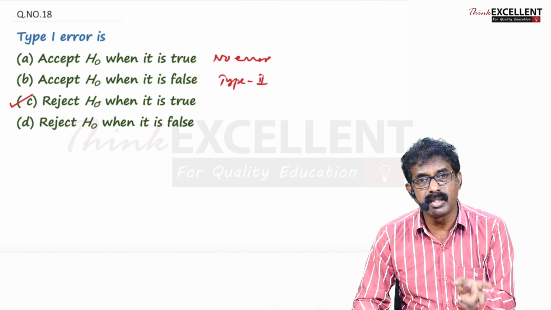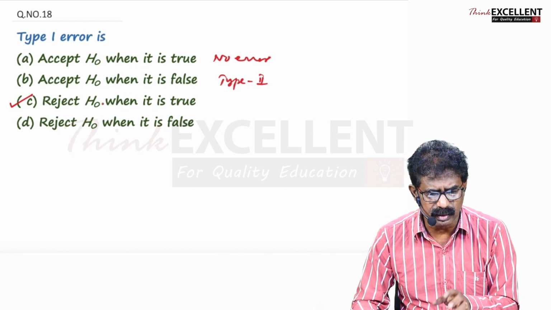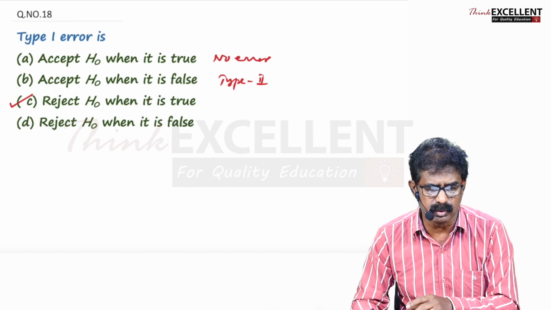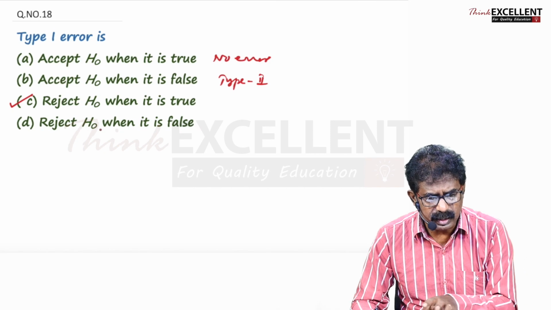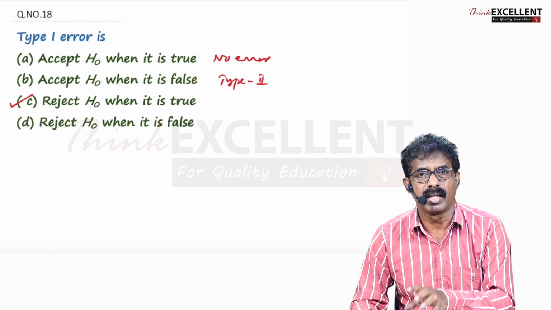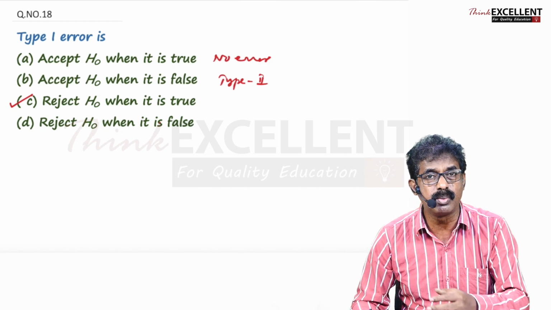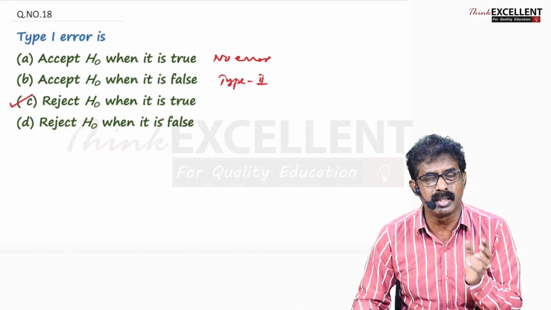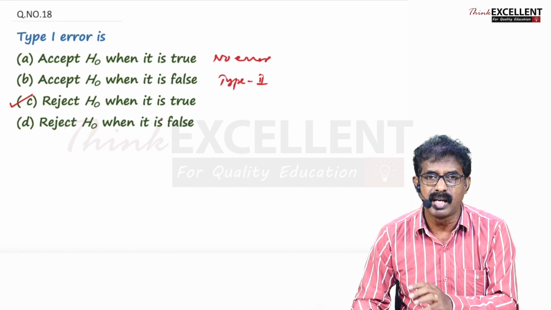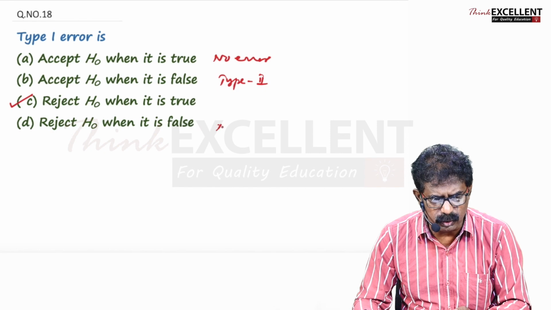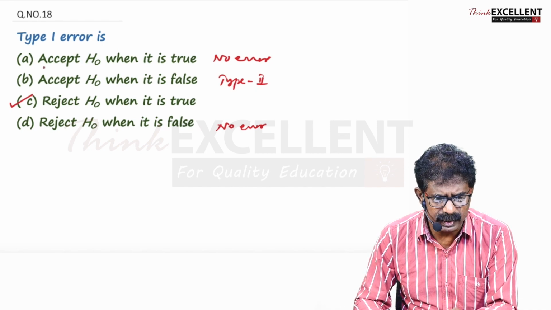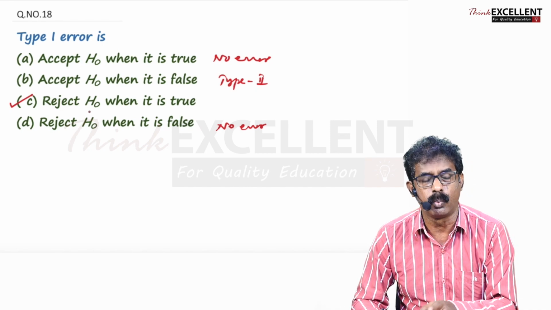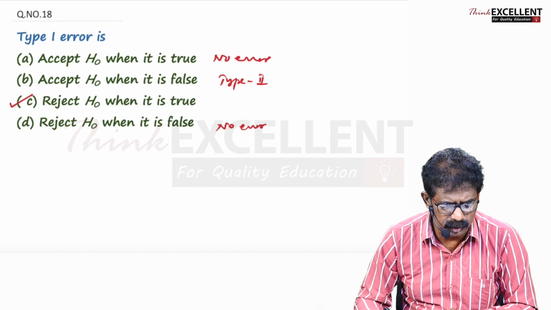Reject H0 when it is true: there is an error, that is type 1 error. Reject H0 when it is false: H0 is false and we are rejecting it, so there is no error. Okay, so you must be thorough with everything, right? Here they asked type 1 error, so reject H0 when it is true. Let's move on to the next question.